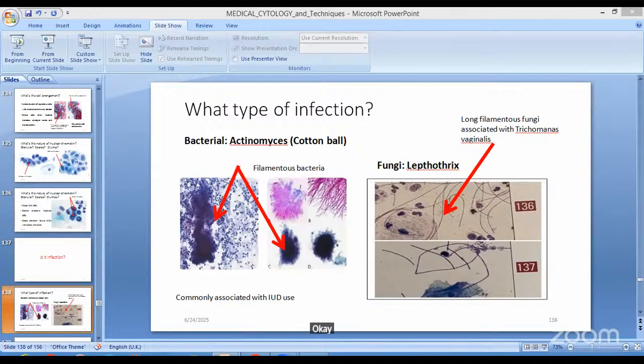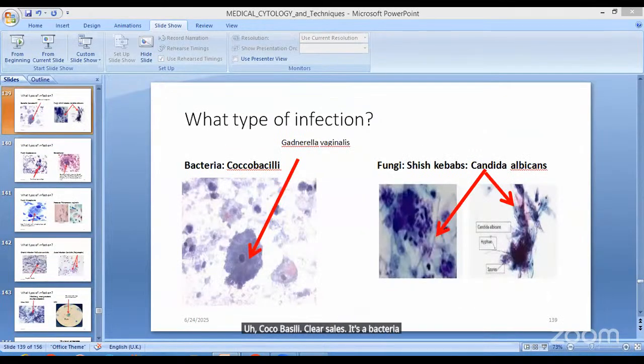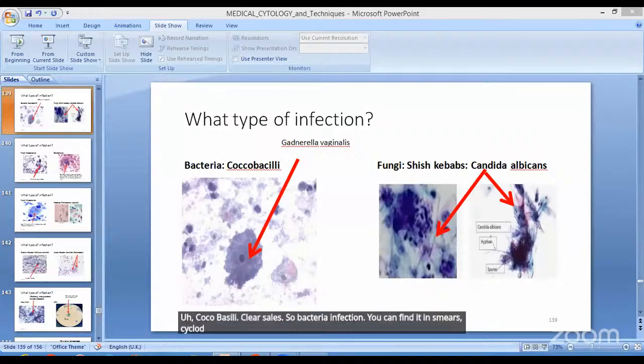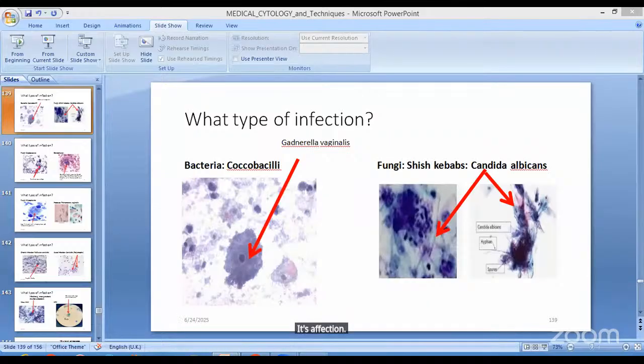Okay, let me talk more about bacterial infection now. Cocobacilli, clue cells. It's a bacterial infection. You can find it in cytology smears. That's Gardnerella vaginalis. Now, shish kebabs: Candida albicans. You see the hyphae and the spores, the arrangement, how they cluster and tie themselves around the squamous cells. They have colonized the squamous cells, eating them up. So that's infection.